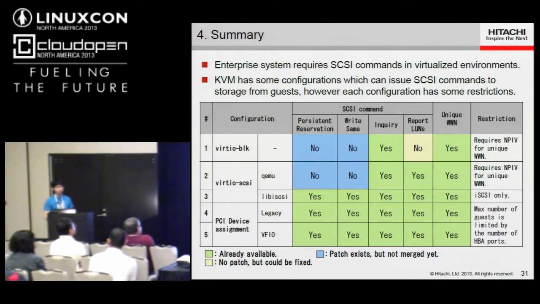However, some users cannot accept these restrictions, like a user who wants to use Fibre Channel or who wants to use many guests for an HA cluster. So for these users, they need the persistent reservation or write same SCSI command to be fixed.